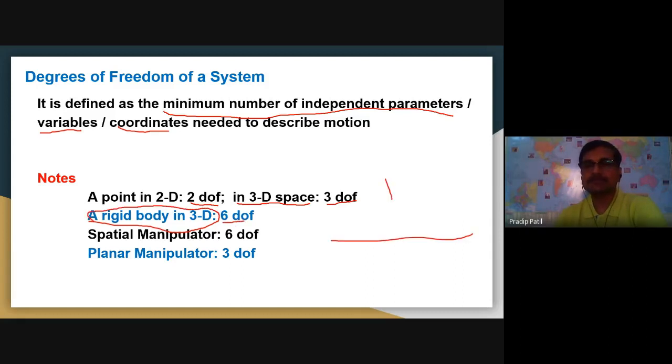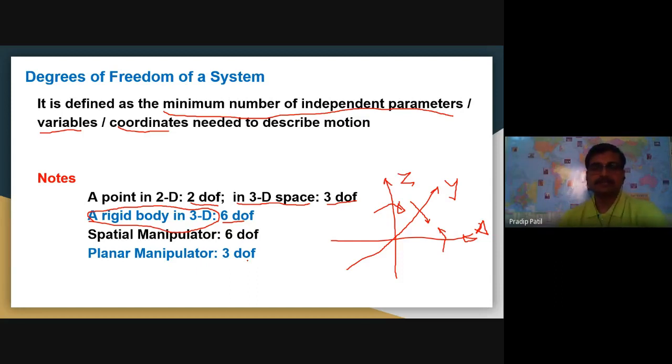What are these 6 degrees of freedom? For example, if I represent the x, y, z axes here, so this is, let us say, my x, this is y, and this is z. There can be translation along any of the axes or rotation about any of the axes. So three translations and three rotations, so there are a total of 6 degrees of freedom. A spatial manipulator will have 6 degrees of freedom, and a planar manipulator will have 3 degrees of freedom.